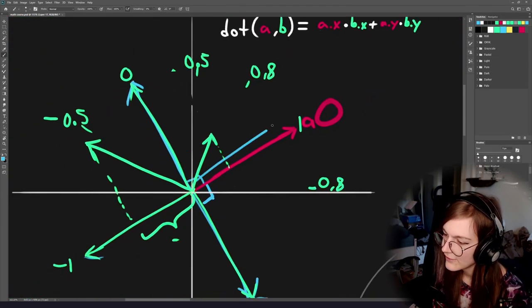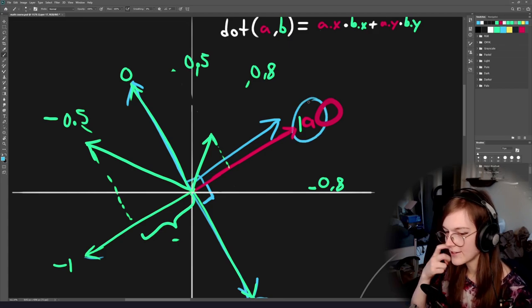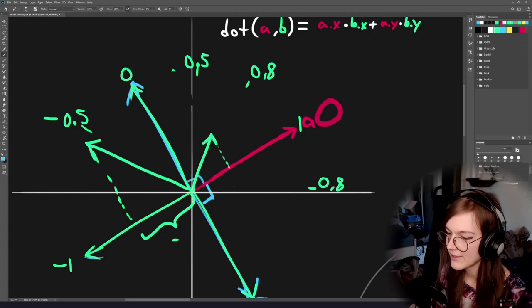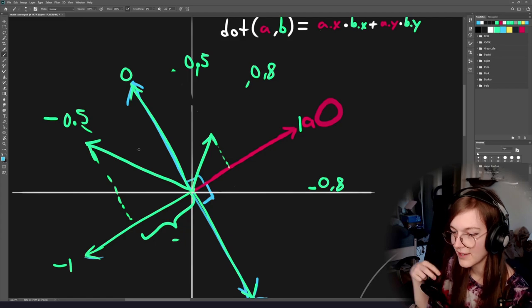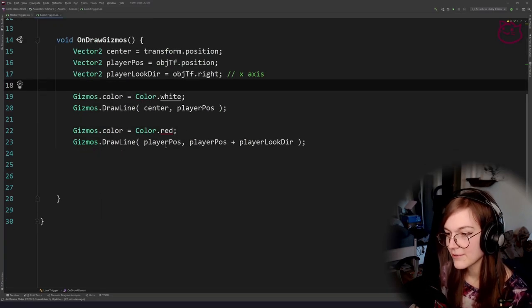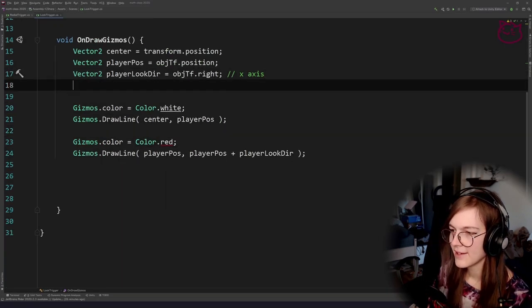So this is useful now because we want a look trigger where if the player is here and they are looking toward the trigger, then we want it to activate. If they're looking away from the trigger, we want it to deactivate. So that's what we're going to use. We just need to use the dot products.